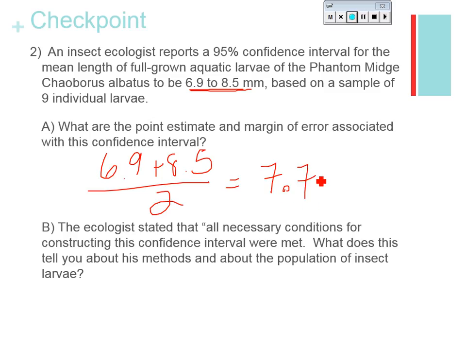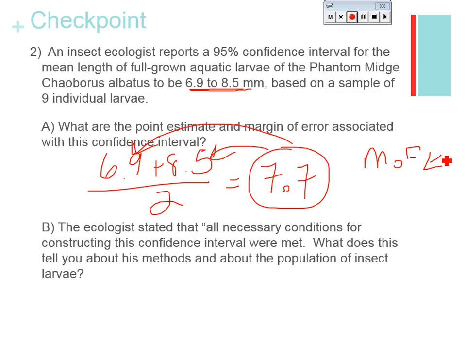And then as far as the margin of error goes, the margin of error is how far each of these values is from that point estimate. So you can see here that the margin of error, I'll just put this over here, margin of error, is the distance from 8.5 to 7.7 and from 6.9 to 7.7, which would be 0.8. And that's the margin of error that's involved there. That's what I added to 7.7 and subtracted from 7.7 that got this confidence interval here.